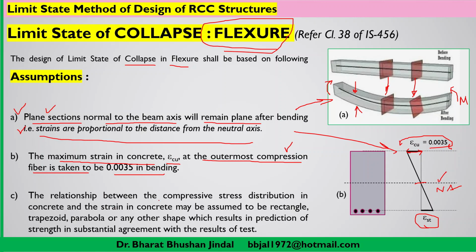Now the third assumption is the relationship between the compressive stress distribution in concrete and the strain. You are aware that in RCC we are assuming that concrete takes care of all the compressive stresses and steel takes care of all the tensile stresses. So what is the third assumption? The relationship between compressive stress distribution in concrete and the strain in concrete may be assumed to be rectangular, trapezoid or parabola, or any other shape which results in the prediction of strength in substantial agreement with the results of the test.